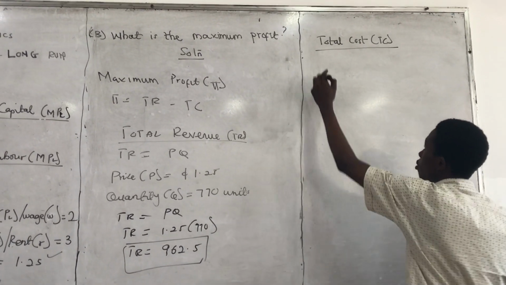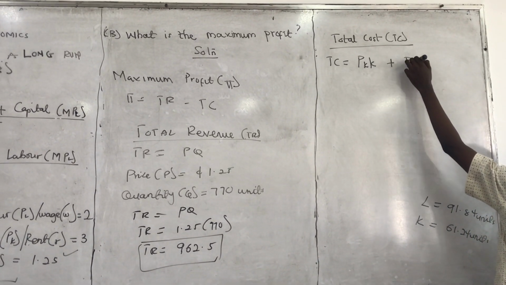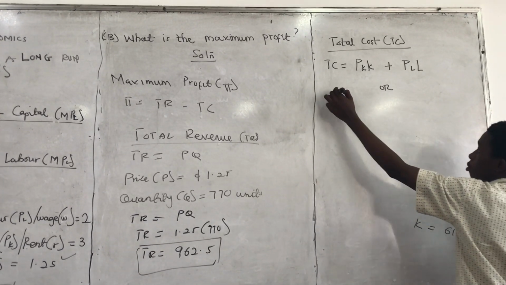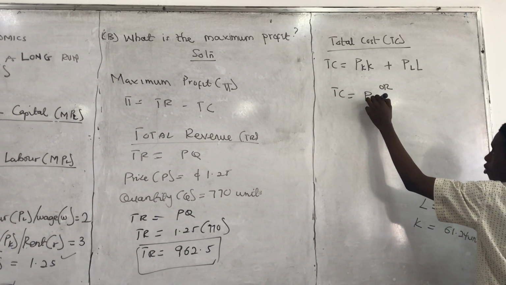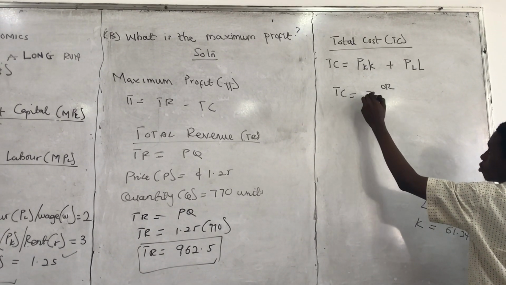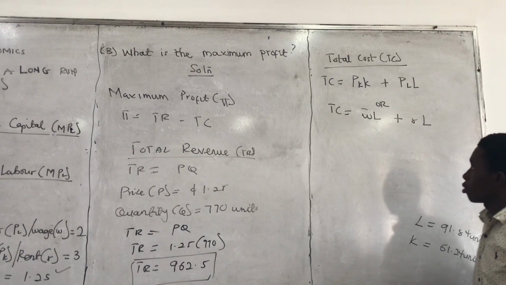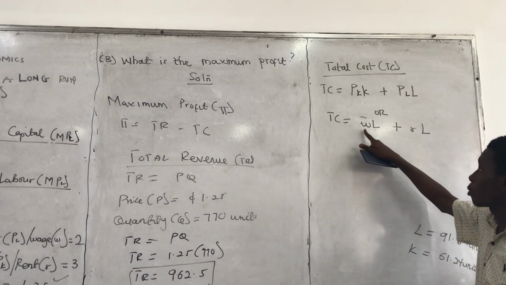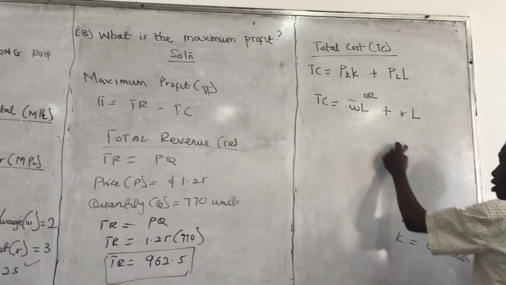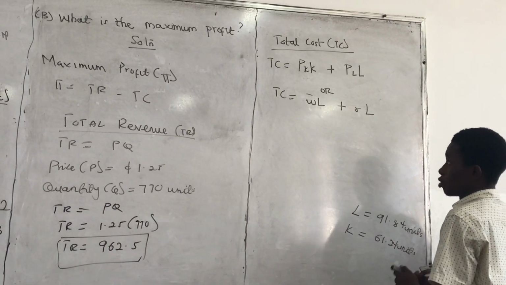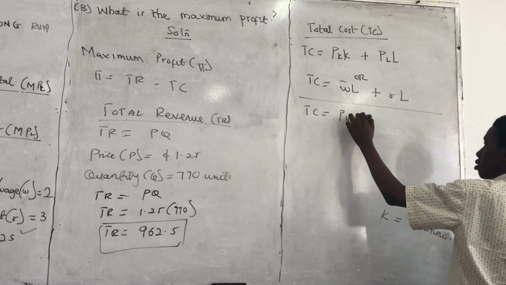So with total cost, we know total cost to be this: price of capital times capital plus price of labor times labor, or total cost is equal to PK times K plus PL times L. Or W plus R. W stands for what? Wages. Wages can be used for what? Labor. R stands for rent. Rent can be used in place of what? Capital. So either you use this or the other one, still the same thing. So now let's pick one. Let's pick the first one. Total cost PK plus PL.